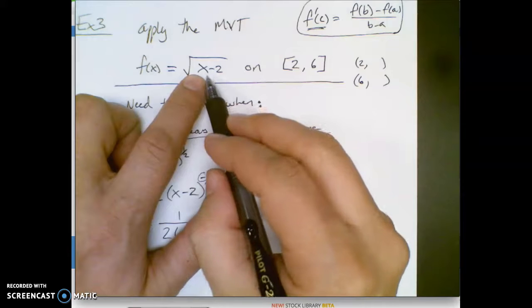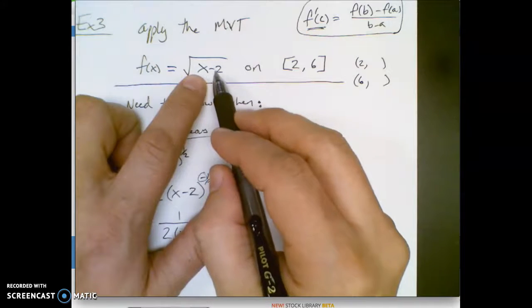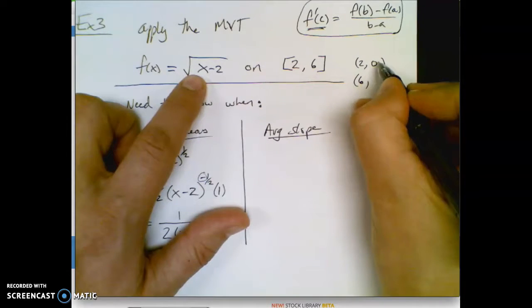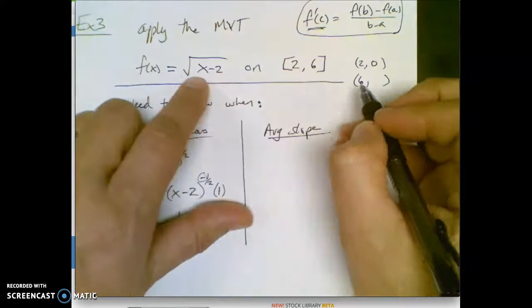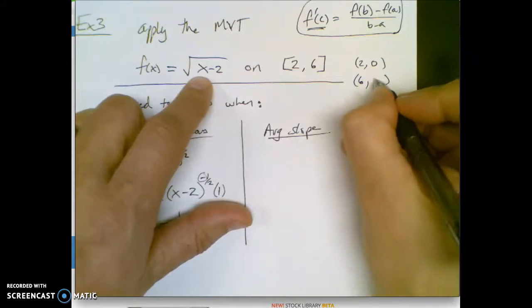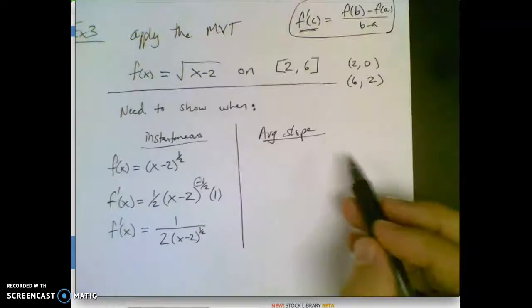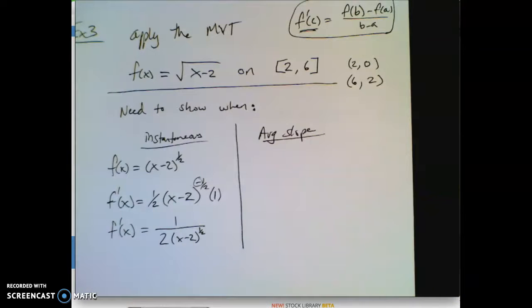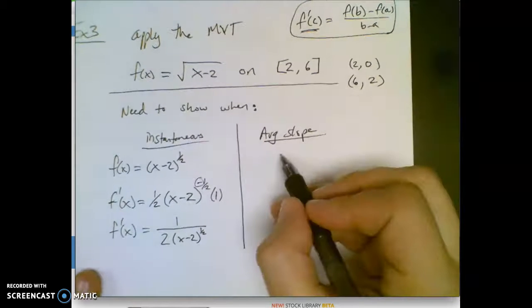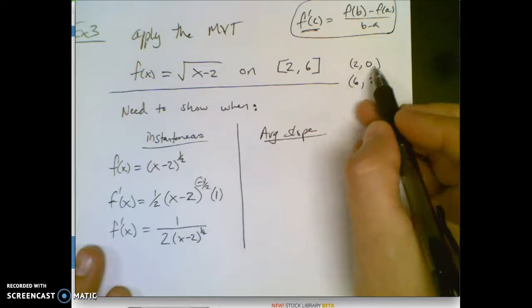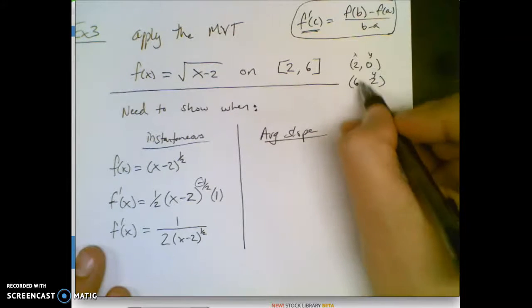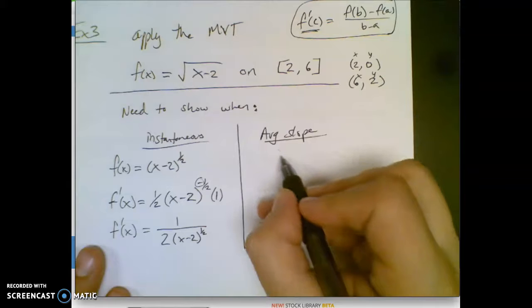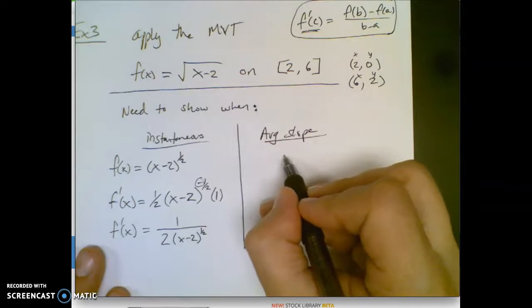When you put a 2 in here, you get 2 minus 2 is 0, square root that, and you get 0. So your starting point is 2, 0. The ending point, you put a 6 in here. 6 minus 2 is 4, square root of 4 is 2. So it starts at 2, 0, it ends at 6, 2. And that's kind of handy because average slope is simply the y minus y over x minus x, right? So here's your average slope.